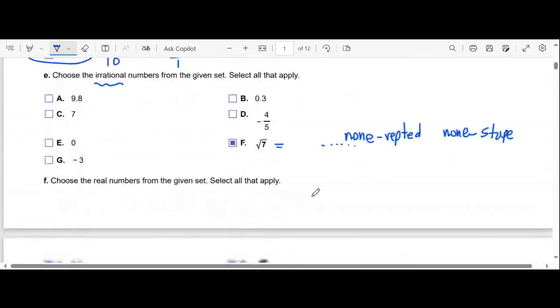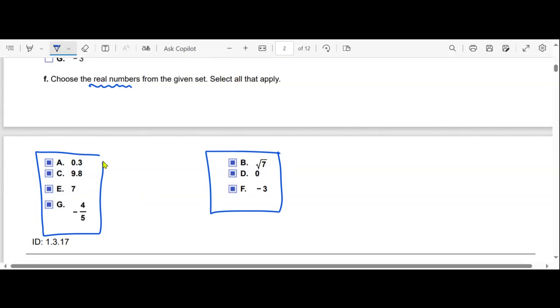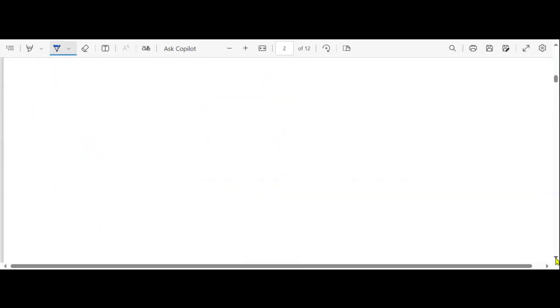Repeated or non-repeated, all of these are called real numbers. Okay? Clear? Clear. Fantastic. Let's go to the next one.